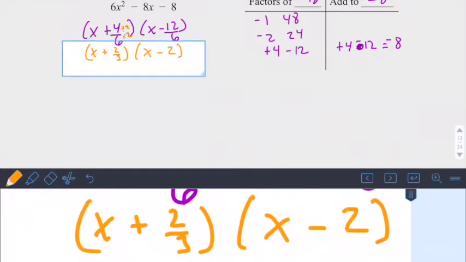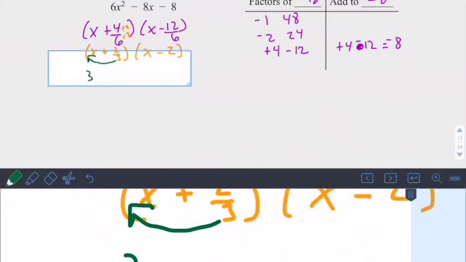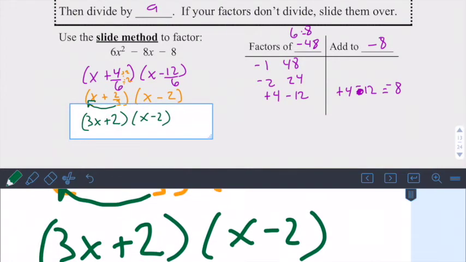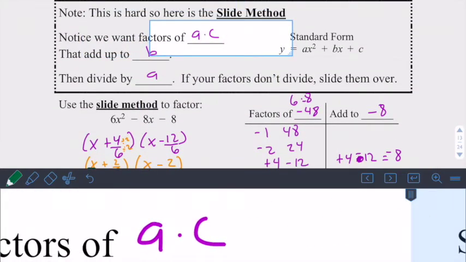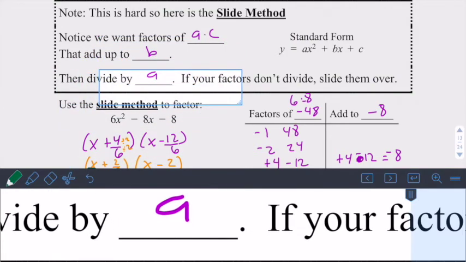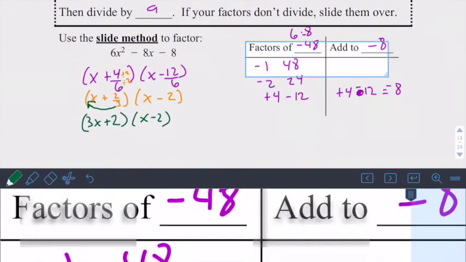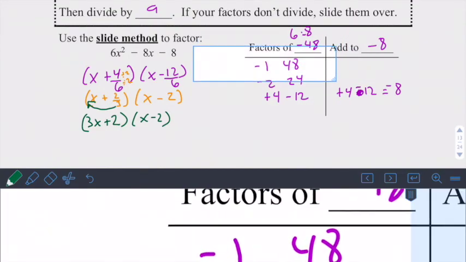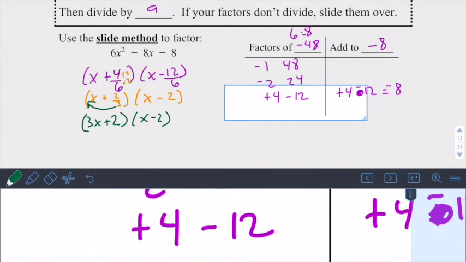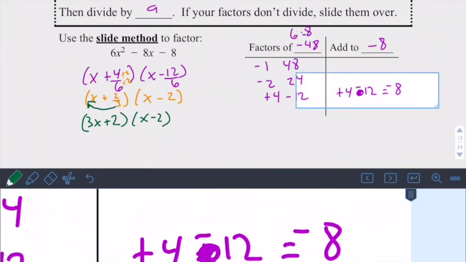So all those fractions that don't divide, I'm going to slide over to the front. So this is now going to be 3x plus 2. And this one's going to stay x minus 2. So going through the process again, we want factors of a times c that add up to b. Then we're going to divide by a. Okay? Now you can use your calculator to do these factors, and I highly recommend that. Divide 48 by 1, 2, 3, 4, whatever, so you can get it. And then we want to add them up. Your calculator is going to be a huge help on this one.